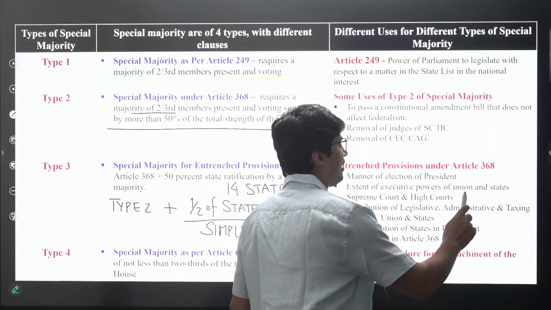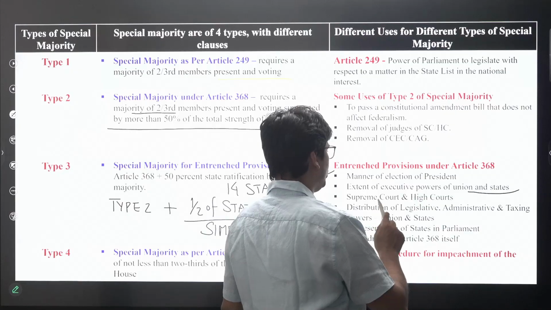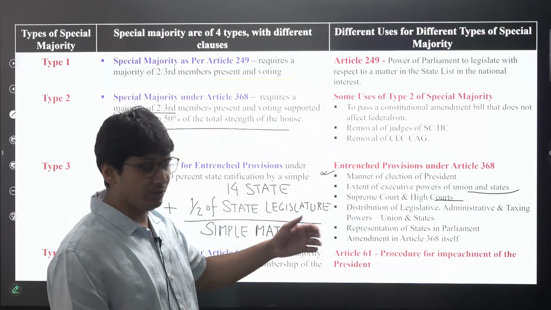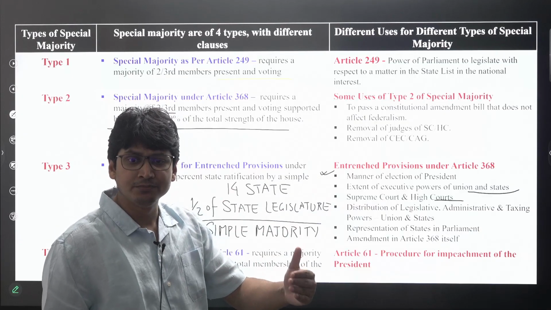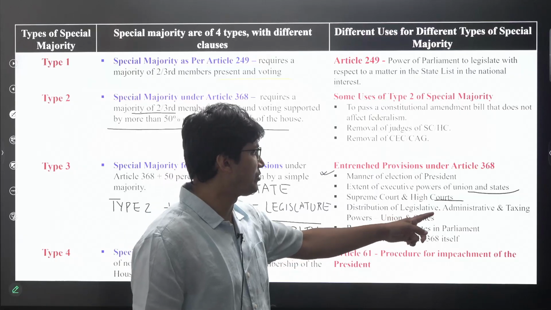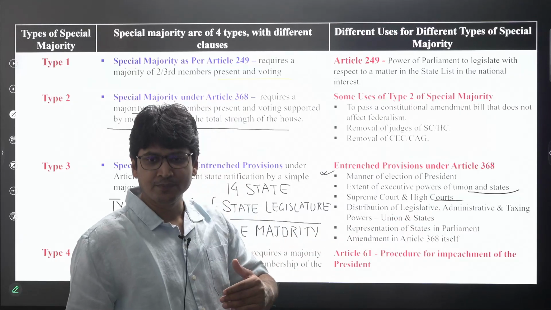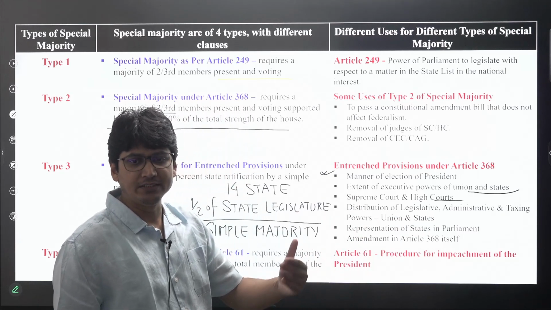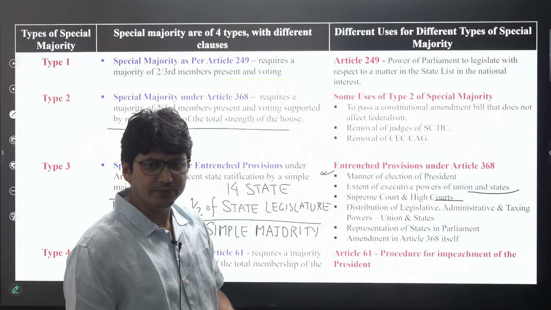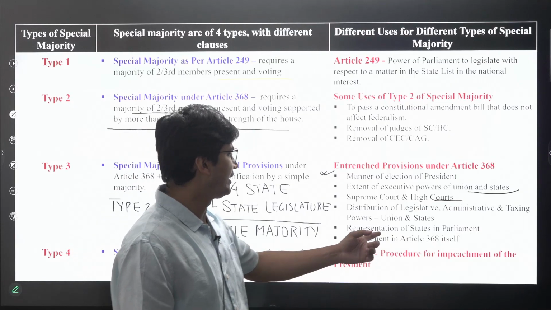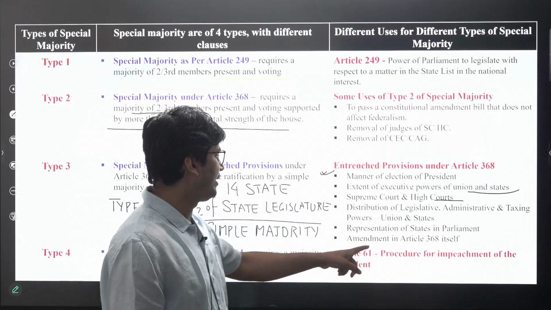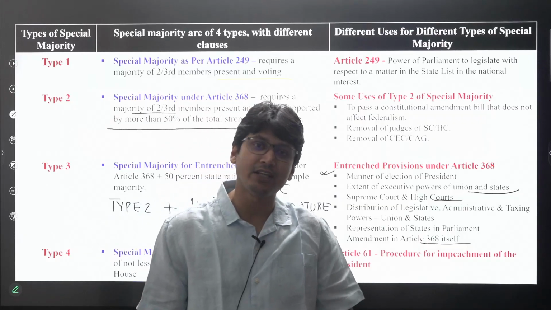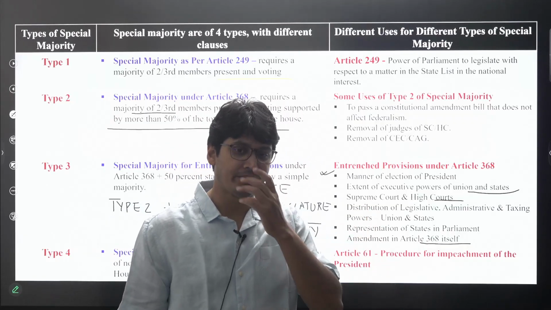Extent of executive power of the union and states. Supreme Court and High Courts, anything associated with Supreme Court and High Court requires this because it is a federal feature. Distribution of legislative, administrative and taxing powers, basically all the relations between center and states, any aspect. Representation of states in parliament, an amendment in Article 368 itself. So if you have to amend Article 368 itself, you require this type of amendment.